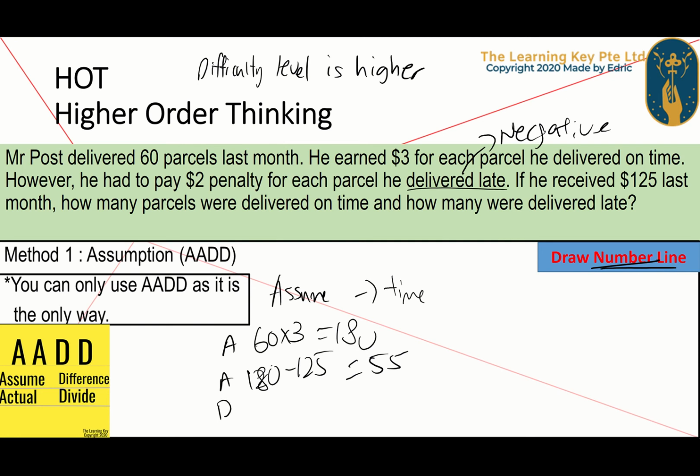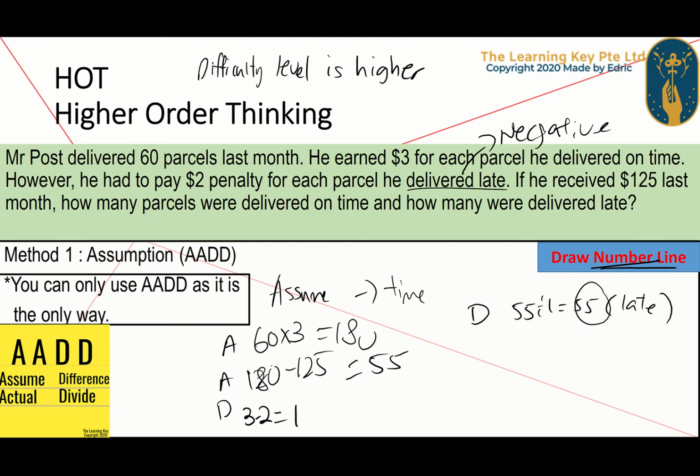Okay, so what's the D? Is it 3 minus 2 equals to 1? Okay, if it is 3 minus 2 equals to 1, right, let's say it is 3 minus 2 equals to 1, okay? Divide. 55 divided by 1 equals to 55. So this is the amount on late.